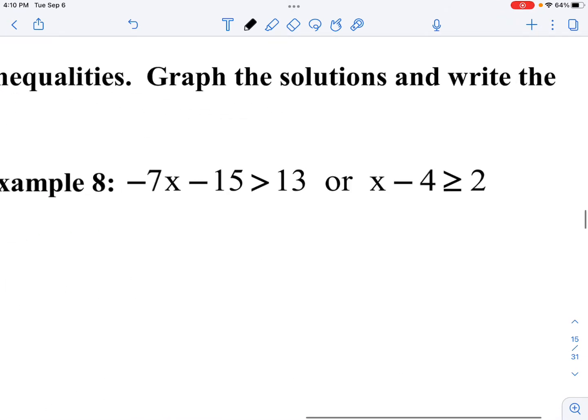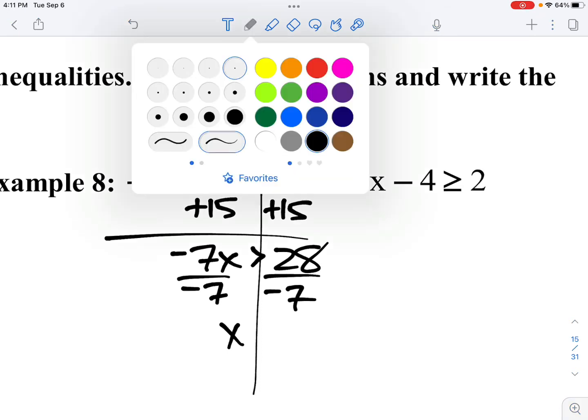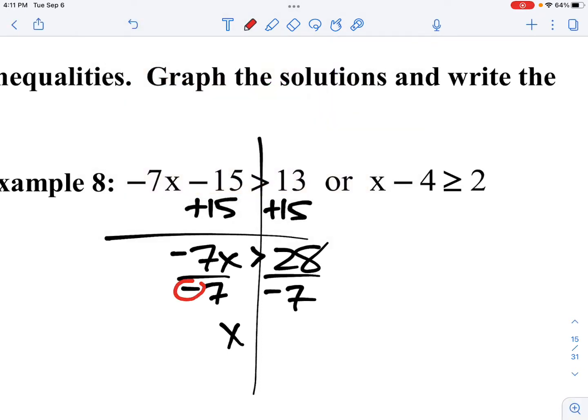Let's try another one. I'm going to go like this. I'm going to add 15. -7x greater than, that would be 28. Remember, just keep this symbol the exact same. Now I'm going to divide by -7. Divide by -7. X, whoa, hold on. We're dividing by a negative.